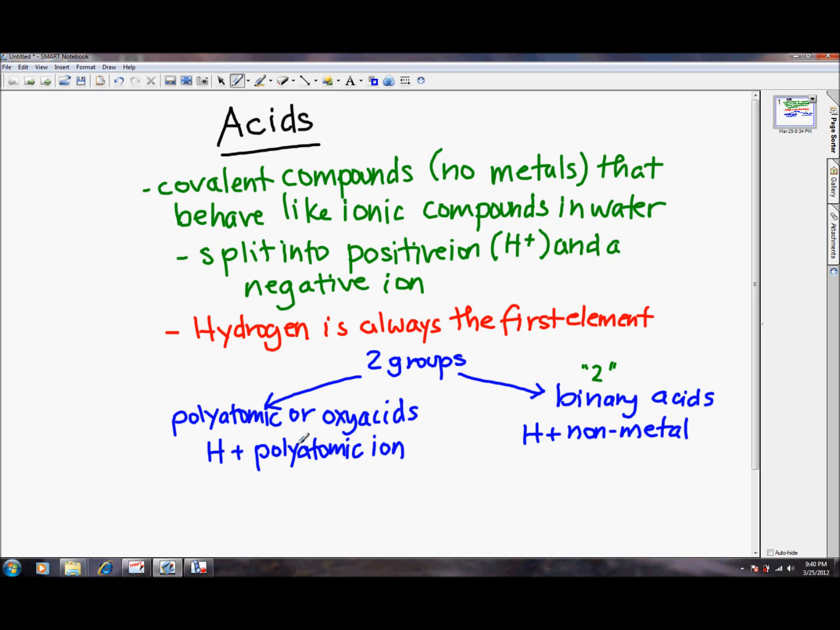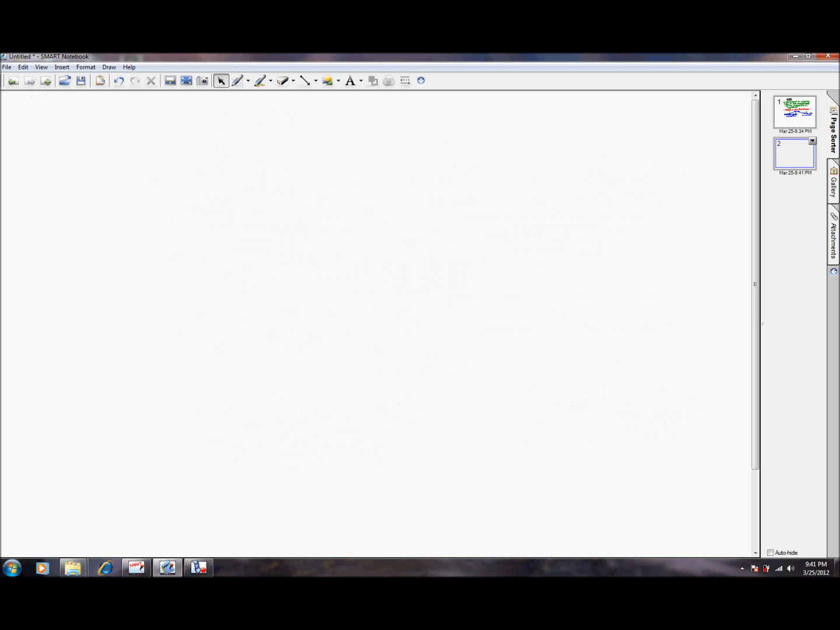There's going to be at least 3 elements in a polyatomic or oxy acid. The name oxy acid comes from the fact that a lot of the polyatomic ions, if you look at their formulas, contain several oxygens. So that's where you get the nickname oxy acids for this group. Now, because these groups are different in their composition, they also have slightly different rules as far as how they are named. So we're going to take a look at the rules for these two groups of compounds. Let us start with the polyatomic acids.